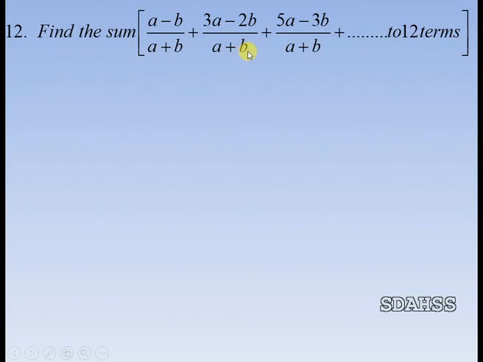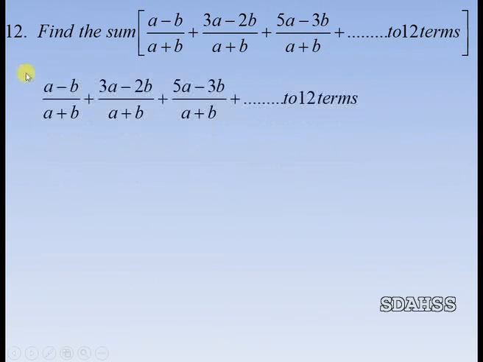a plus b plus 5a minus 3b divided by a plus b plus etc. up to 12 terms. a minus b by a plus b plus 3a minus 2b divided by a plus b plus 5a minus 3b divided by a plus b plus etc. up to 12 terms. Here a means first term.